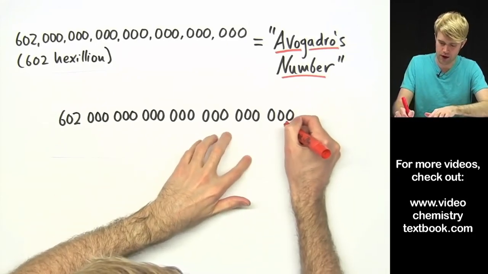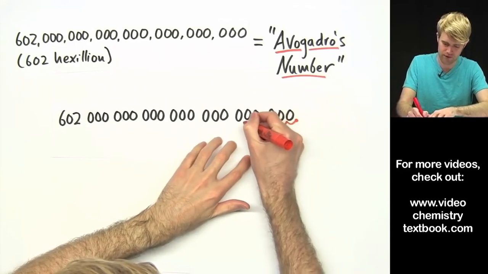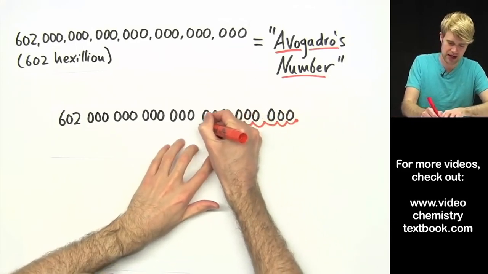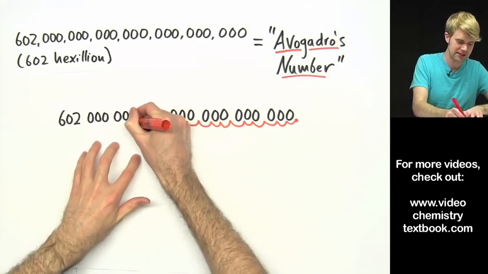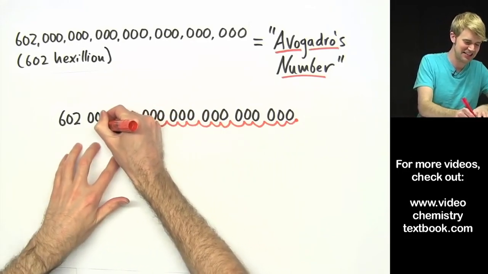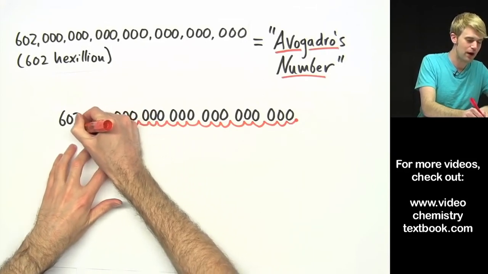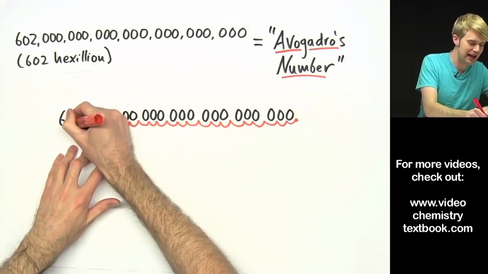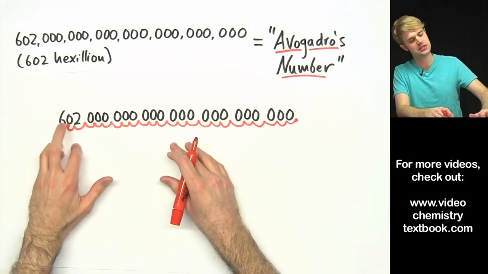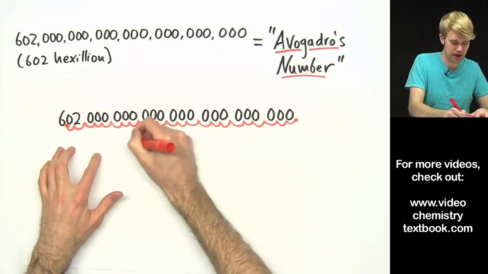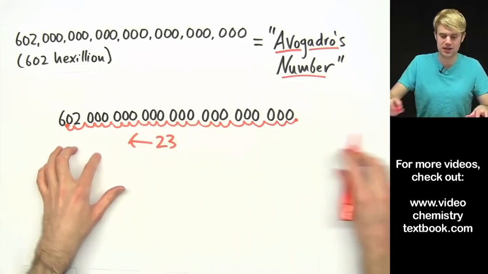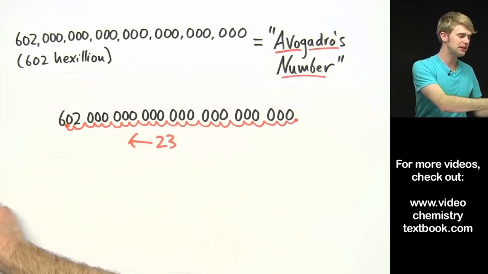So here's 1, 2, 3, 4, 5, 6, 7, 8, 9, 10, 11, 12, 13, 14, 15, 16, 17, 18, 19, 20, 21, 22, 23. And now this is my new spot because there is 6, just one digit to the left of it. So I moved my decimal place 23 spots to the left.